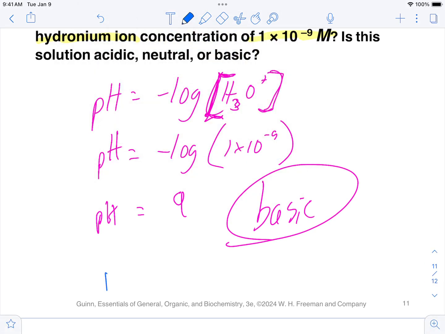Bonus question, what is my pOH? Remember, they add up to 14. So if my pH is 9, my pOH is 5.